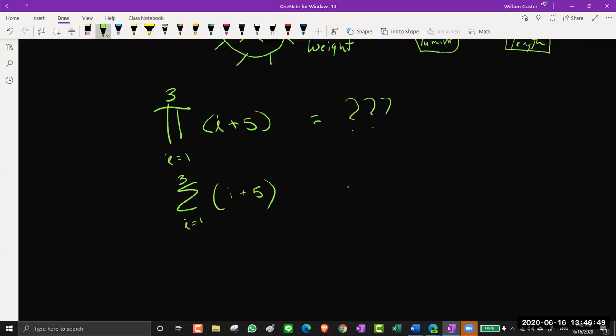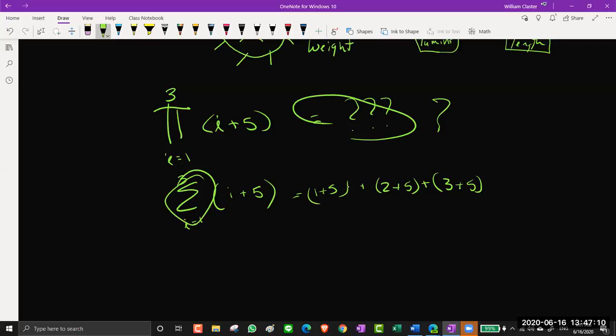What does this mean? First, I put in 1, so I get 1 plus 5, plus 2 plus 5, plus 3 plus 5, right? Everyone knows that. But what does this mean? So you know what sigma means, right? Sigma is a Greek letter. Which Greek letter? S. And why are we talking about S? Sum. The sum, right?